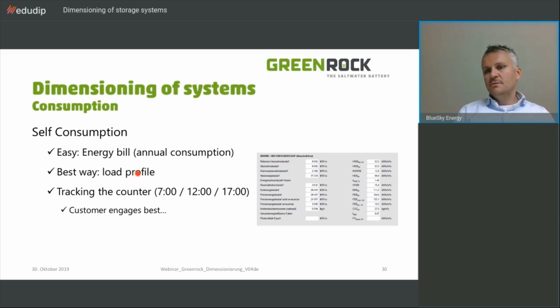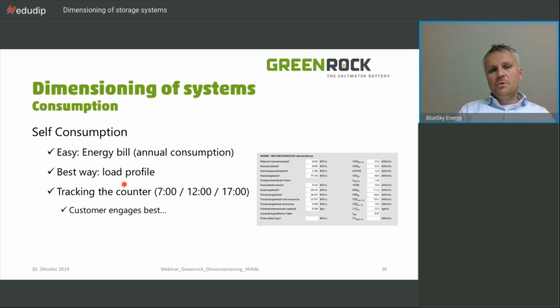The second way and the best way would be, of course, to get a load profile of selected dates, having a working day in January, having a weekend day in January, having a working day in April, having a working day in July. And that, of course, gives us a very strong load profile and very good information how the load in that house is distributed. That is the best way to obtain consumption information needed for dimensioning, storage, and photovoltaic.